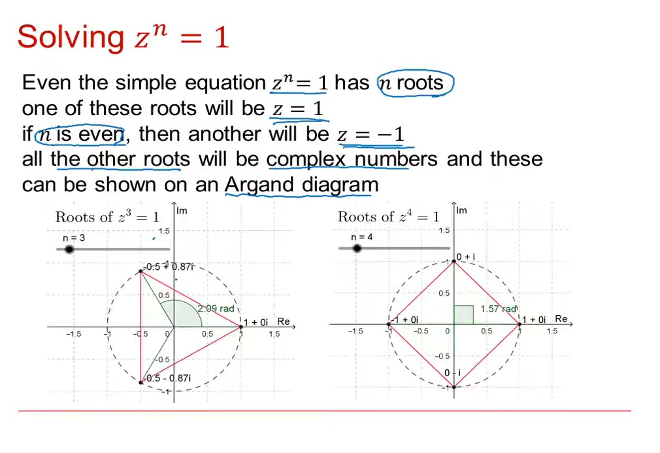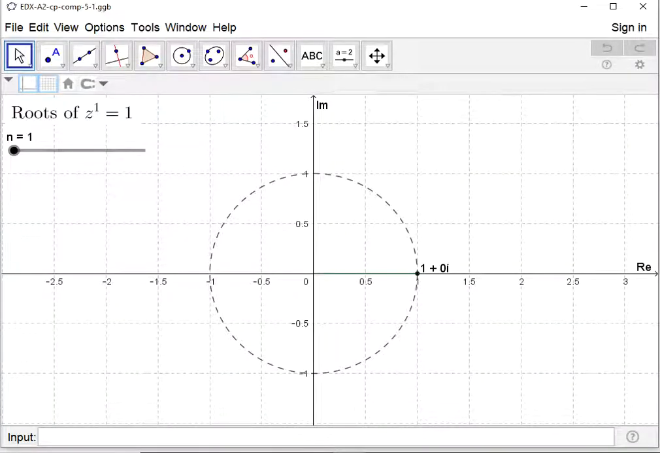So here we have an example of z cubed equals 1 and z to the 4 equals 1, and we're going to look at these examples in a little bit more detail on a GeoGebra file. So at the moment we are looking at the solution to z to the power 1 equals 1, and there's only one solution, which is the real number z equals 1. If we look at z squared equals 1, we can see we're getting two solutions, one at z equals 1 and one at z equals minus 1. n is an even number, so we're getting solutions at 1 and minus 1.